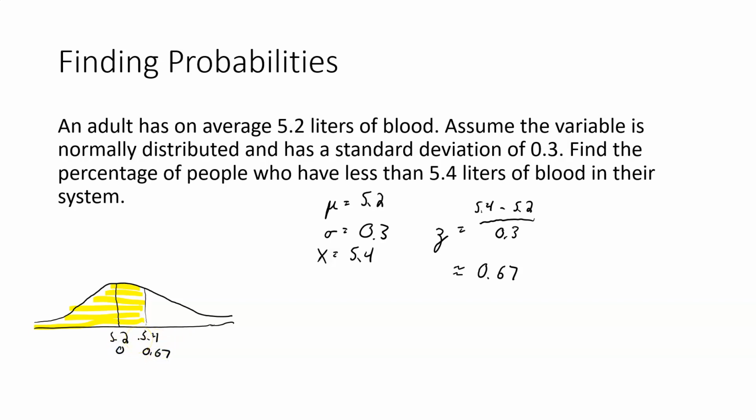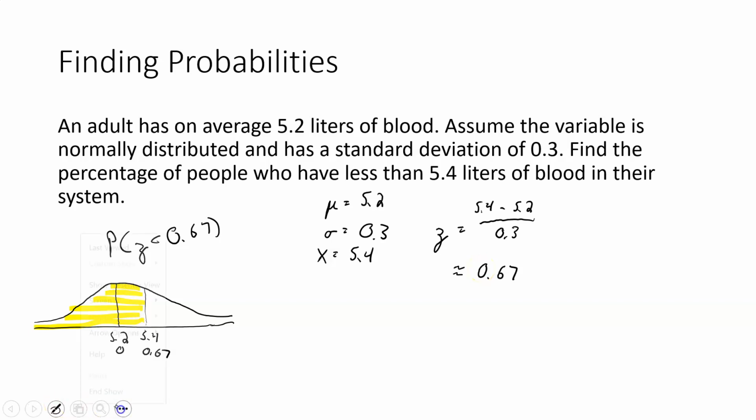What this boils down to is I've just got to find the probability to the left of 0.67. This is a less than problem, a left problem. Again, all we do is consult our table. I don't need to subtract from 1. I don't need to do anything between. That's all I've got to do, consult the table and go from there. So let's go ahead and do that.